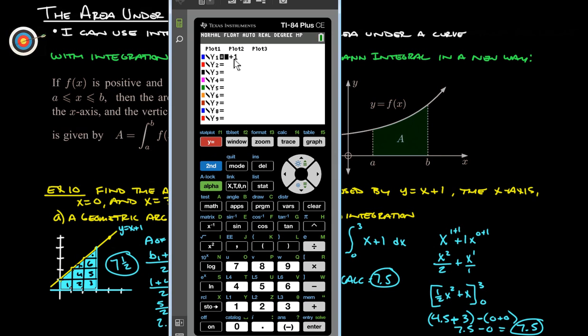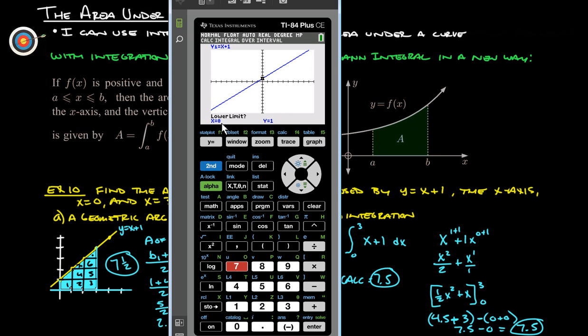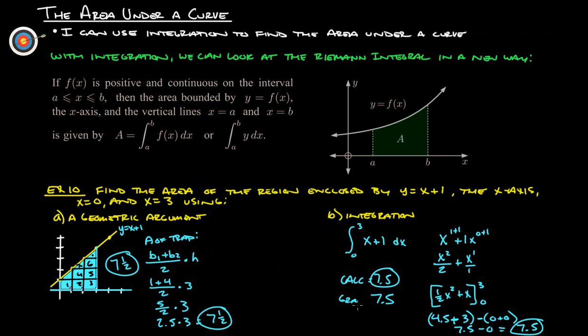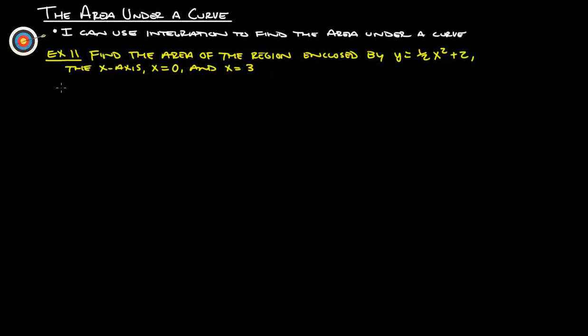So we can put x plus 1, our original function, in there. And okay, then here's the graph of that. Then all we'll do is do second trace, and we'll choose number 7 here. And then we're going to want to do lower limit is 0, and our upper limit is 3. And it's going to go through and shade that in and tell us again, one more time, that it is 7.5 from the graph. 1, 2, 3, 4, 5 different ways to figure that out. Okay? Okay, let's take a look at one last example here.